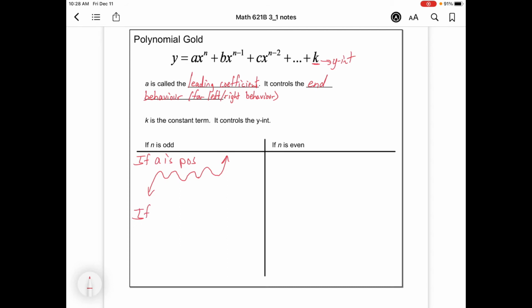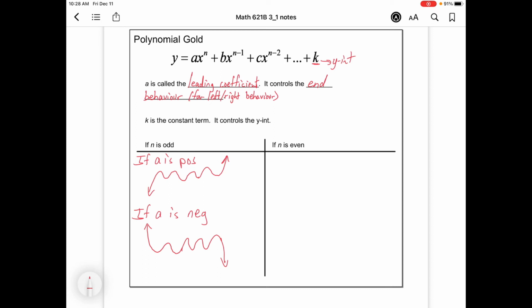If n is odd, which means it's a degree 3, 5, 7, or 9 function, or any odd number. If A is negative, here's what happens. It comes from above. It can do a bunch of stuff in the middle. I don't know how many turns we'll have here. But in the end, it will go down. So if we only think about far right, if A is positive, it will go up to the far right. If A is negative, it will go down to the far right. And between that and our dance, we probably know the general look of any odd degree polynomial.